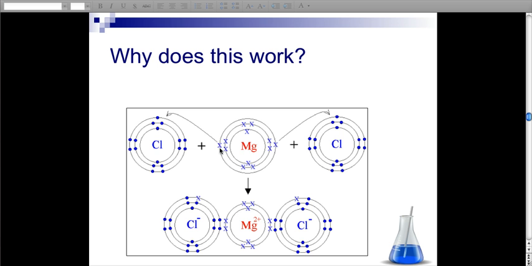What really happens is magnesium has these 2 extra electrons that it really doesn't want. It will loan one to the chlorine atom over here and loan the other one to the chlorine atom over here. When they are together, this here would be one of magnesium's electrons that it has given to this chlorine, and here's the one that it gave to this chlorine.